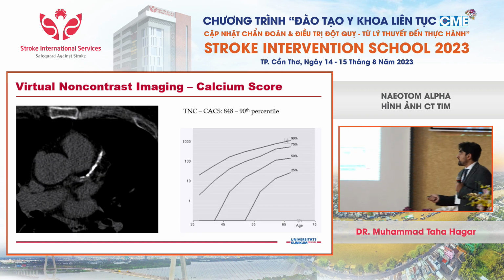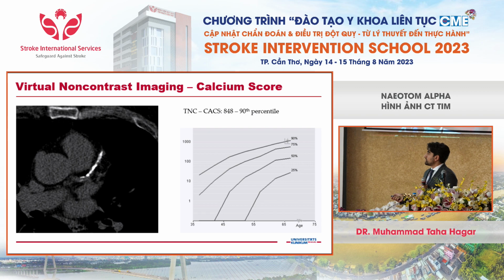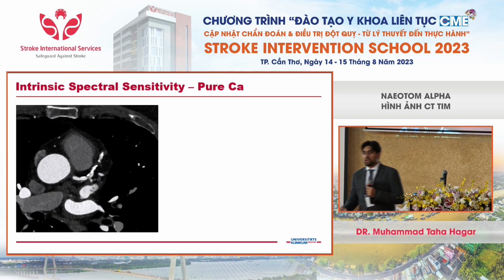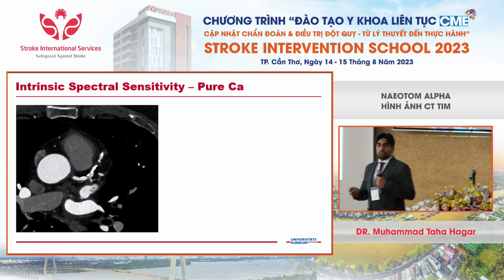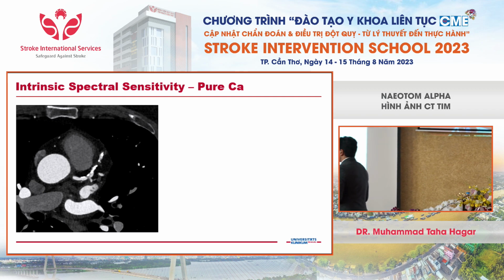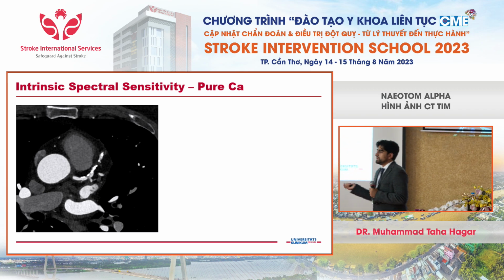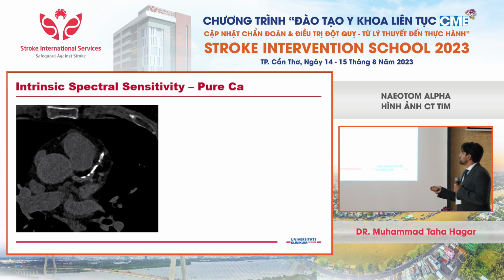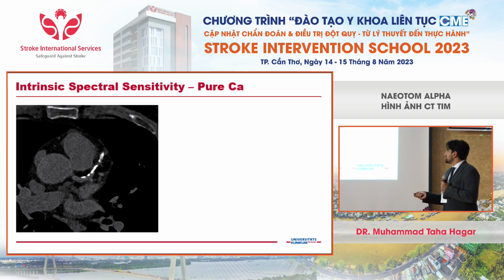And here we see one patient of our clinic who had a true non-contrast CT, and you see a lot of calcium here in the left anterior descending artery with a calcium score over 800. And this is the contrast-enhanced CT on the photon counting detector. And now look what happens with the ability of intrinsic spectral sensitivity. You get rid of the iodine and see only the calcium.